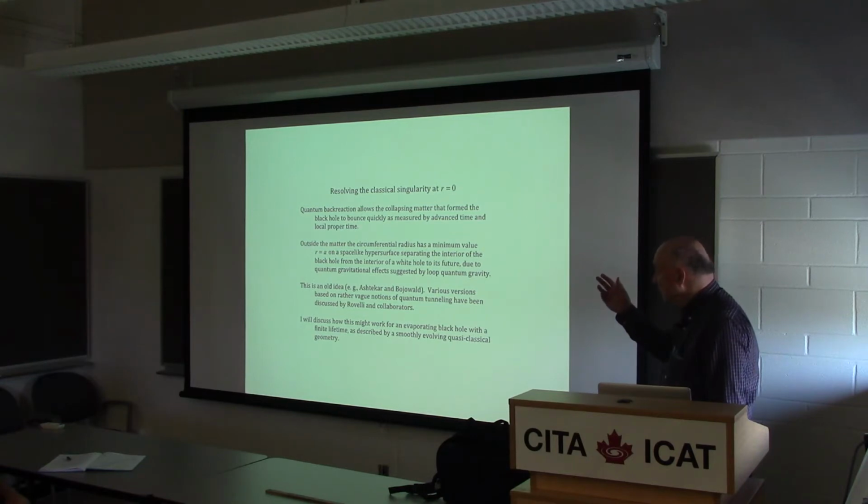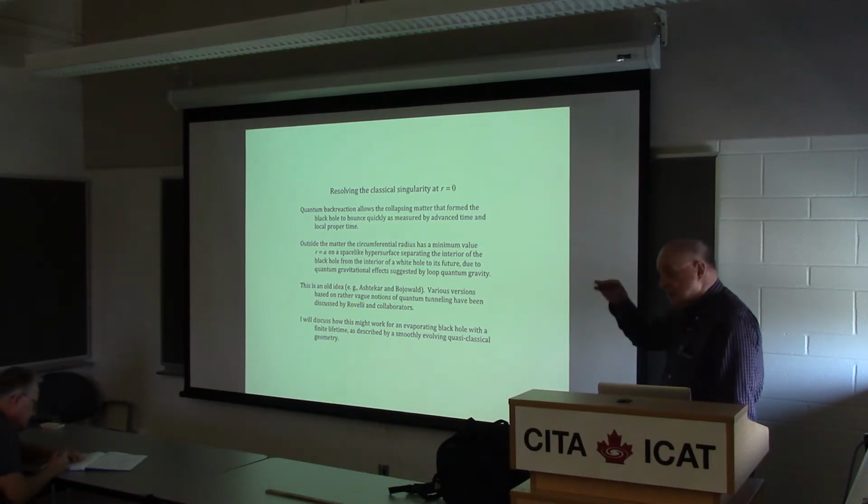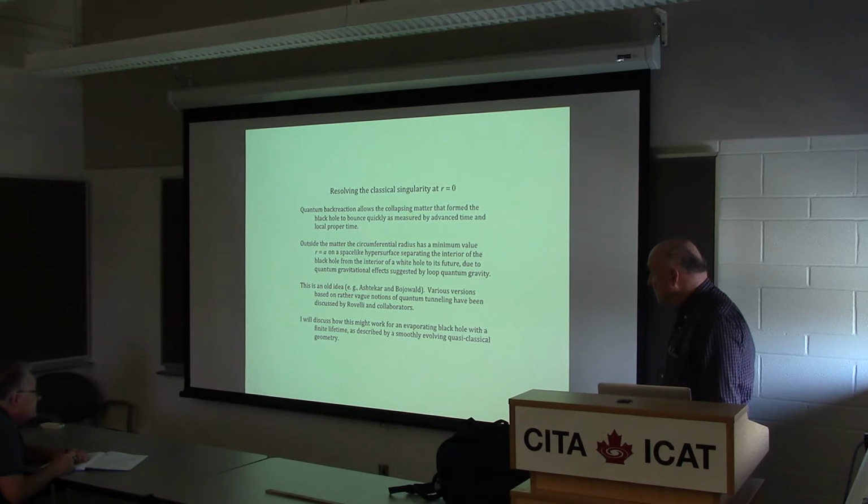I'm going to assume that the circumferential radius, in other words, the radius such that the area of the two-spheres is 4 pi times the square of the circumferential radius, has a minimum value on a space-like hypersurface, which separates the interior of the black hole from the interior of the white hole. So it's at that point that trapped surfaces stop and anti-trapped surfaces in the white hole start. And again, I'll describe a little bit about how this comes up. It's at least strongly suggested by loop quantum gravity.